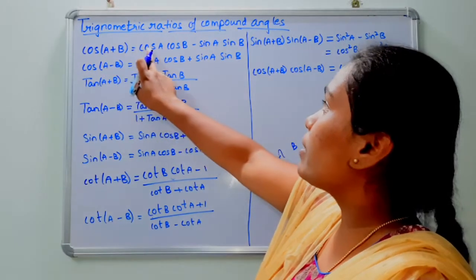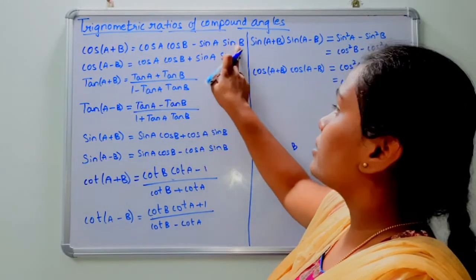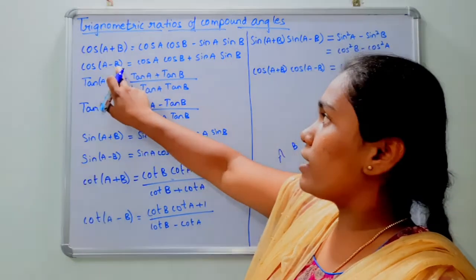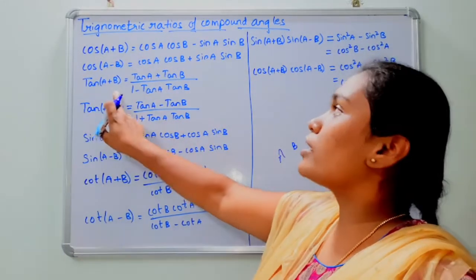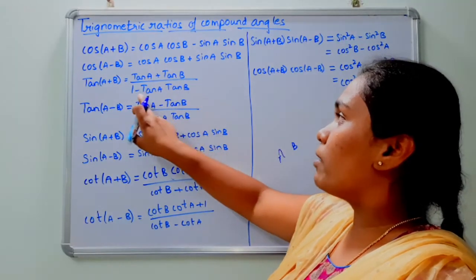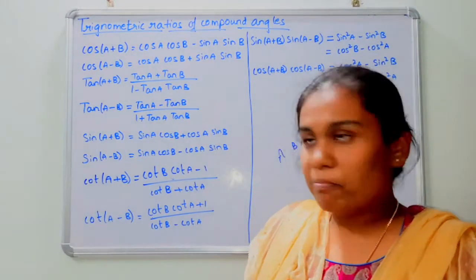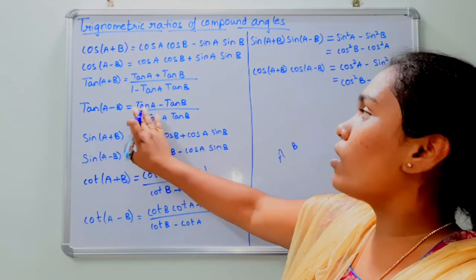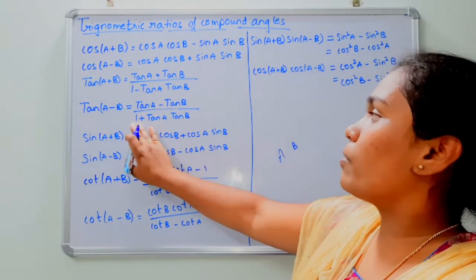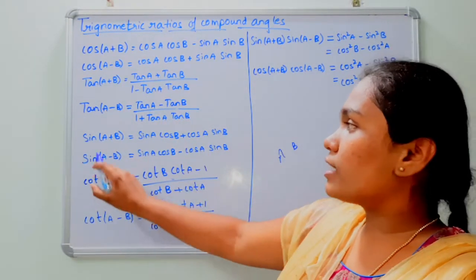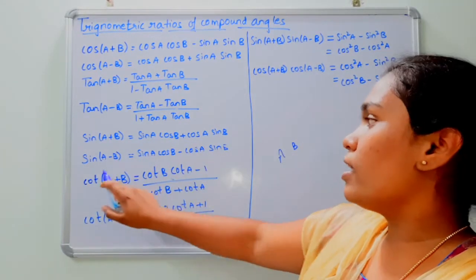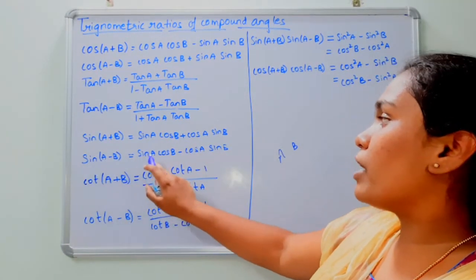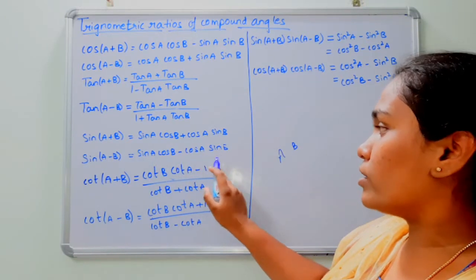Here cos(A plus B) is equal to cos A cos B minus sin A sin B. Cos(A minus B) is equal to cos A cos B plus sin A sin B, and tan(A plus B) will become tan A plus tan B by 1 minus tan A tan B. Tan(A minus B) is equal to tan A minus tan B by 1 plus tan A tan B, and sin(A plus B) is equal to sin A cos B plus cos A sin B. Sin(A minus B) will be equal to sin A cos B minus cos A sin B.